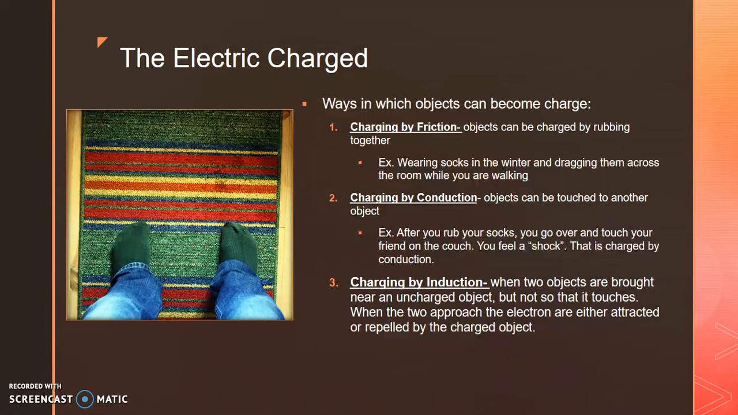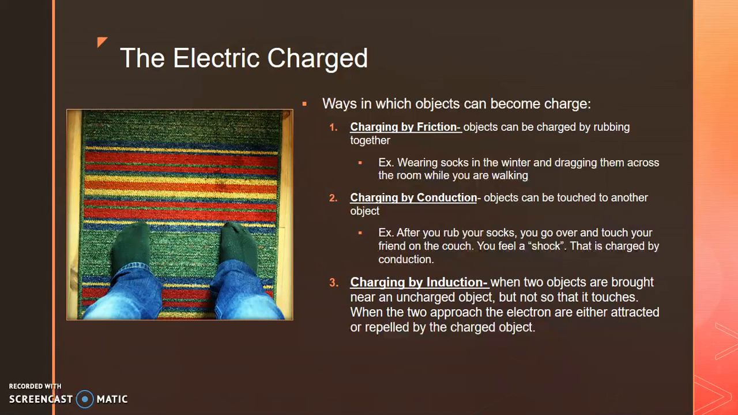Number two, charging by conduction. These are objects that can be touched to one another. An example: after you rub your socks, you go over and touch your friend on the couch. You feel a shock. This is happening because that charge is being transferred by conduction, by touching another object.